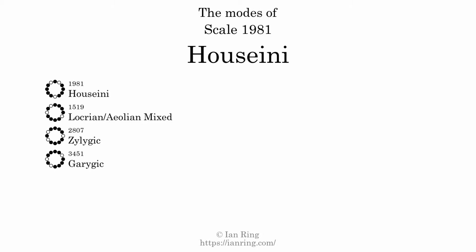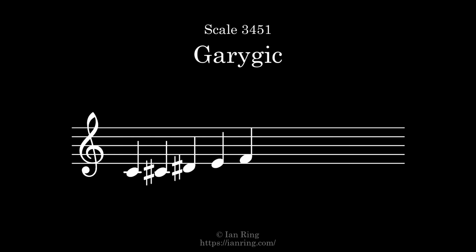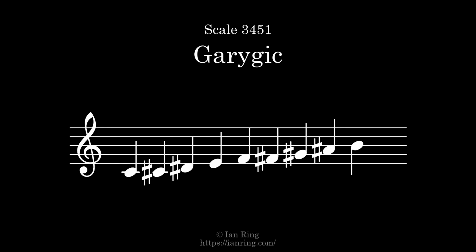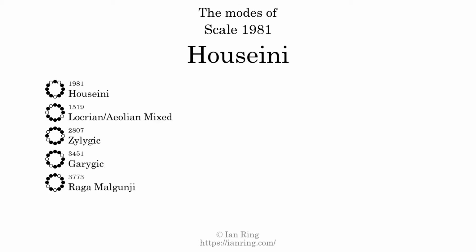The fourth mode is scale 3451, also known as gyrogic. It sounds like this. The fifth mode is scale 3773, also known as raga malgunji. It sounds like this.